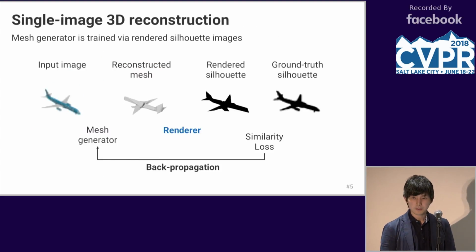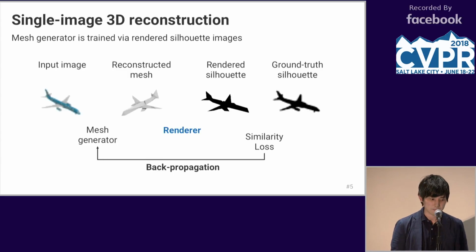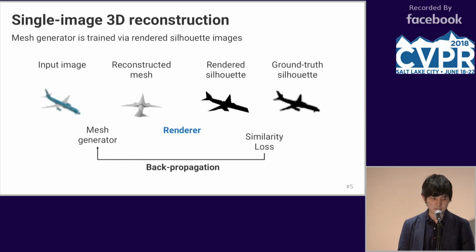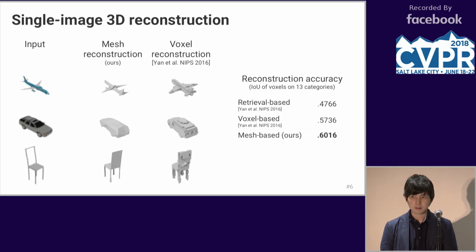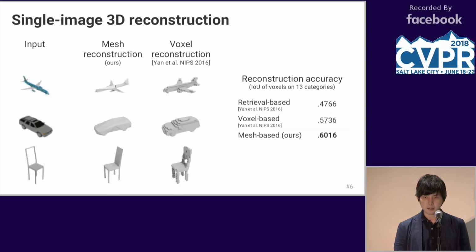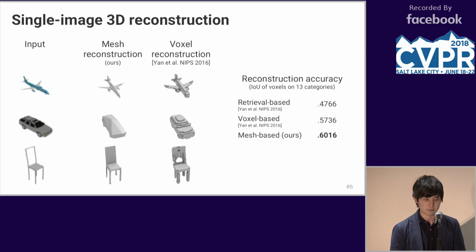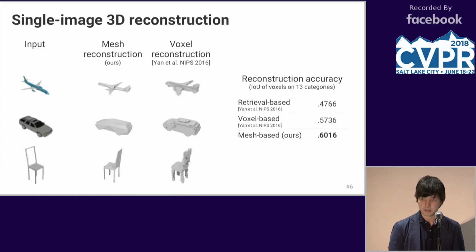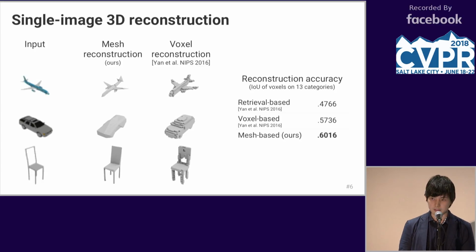Using our renderer, we can train single-image 3D mesh reconstruction without a 3D dataset. A 3D reconstruction network is trained using silhouette images rendered from multiple viewpoints. This is the result. Compared to the existing voxel-based approach, our method enables more accurate and visually plausible reconstruction. The reconstructed mesh has no cubic artifacts like voxels, and the accuracy is superior on the ShapeNet dataset.